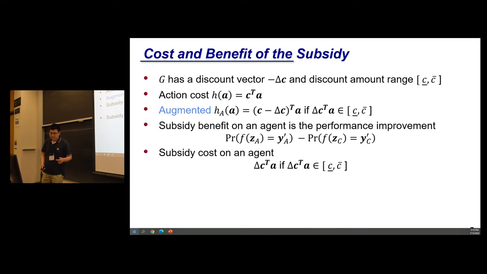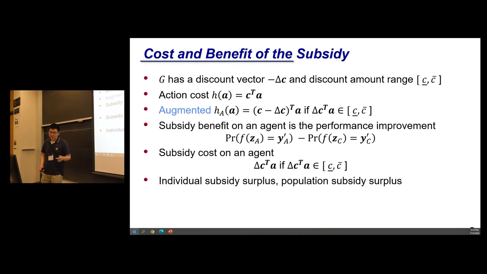The subsidy benefit on a single agent is the performance improvement in the augmented case compared to the conventional case. And the subsidy cost on an agent will just be the discount amount. So we can define for every individual a subsidy surplus, that is the subsidy benefit on that agent minus the subsidy cost on that agent. And a population-wise subsidy surplus will be an integration of the individual subsidy surplus over the agents that activate this discount.